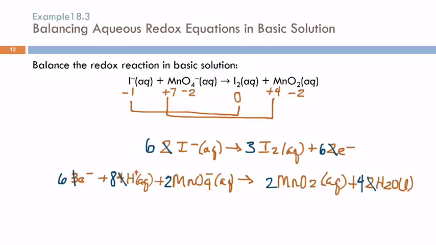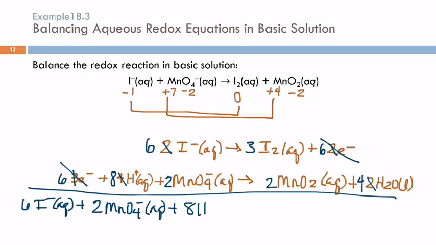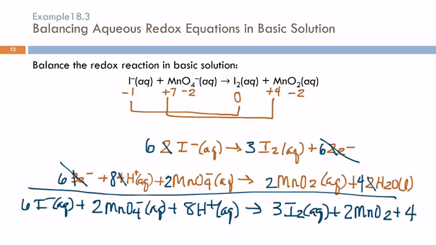So let's add these together. The electrons cancel out, and I've got 6 iodide and 2 permanganate ion and 8 hydrogen ions. And that takes care of everybody on that side. And then I've got 3 I2, and I have 2 MnO2, and I'm running out of space. I'm going to drop the state symbols.